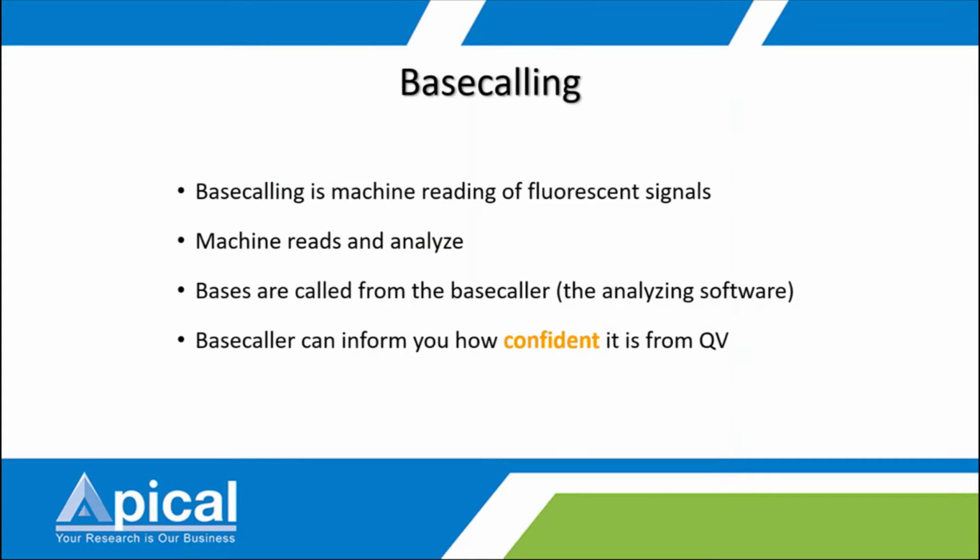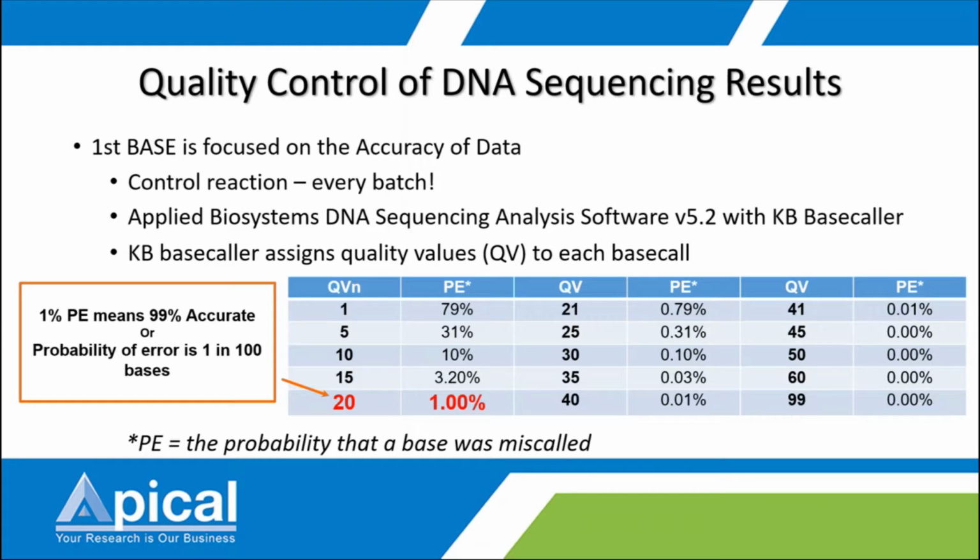All the quality values of the base caller are determined by the base calling software, and it will show you the confidence level. When the quality value is more than 20, the probability of error is 1 in 100. But when it's more than 40, the probability of error is only 0.01%. So this is the high confidence level of the base calling.